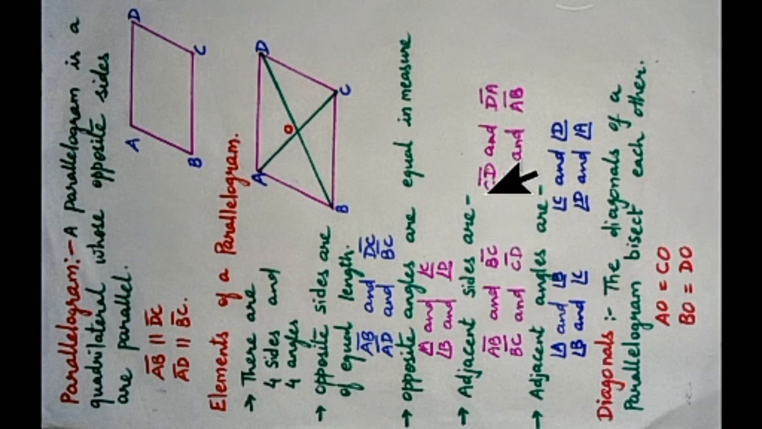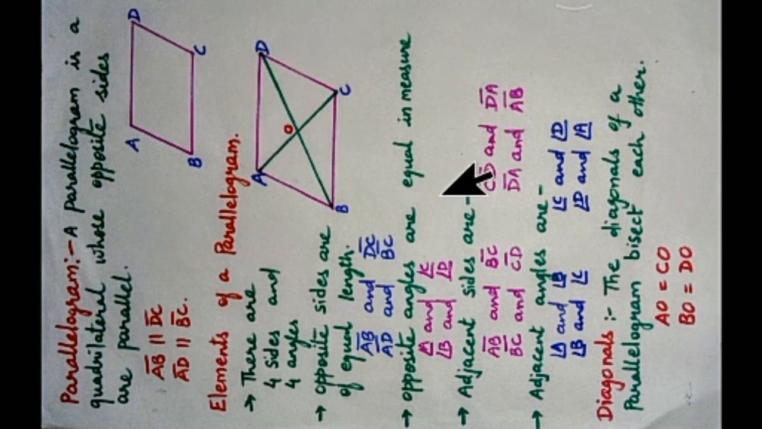Adjacent sides are AB and BC. Adjacent means neighboring sides. AB and BC. Second one is BC and CD. Third one is CD and DA. And the last one is DA and AB. Adjacent angles are angle A and angle B, angle B and angle C, then angle C and angle D, and angle D and angle A.